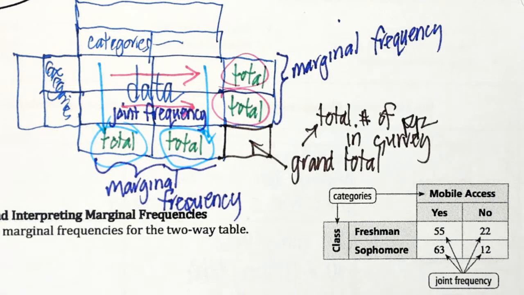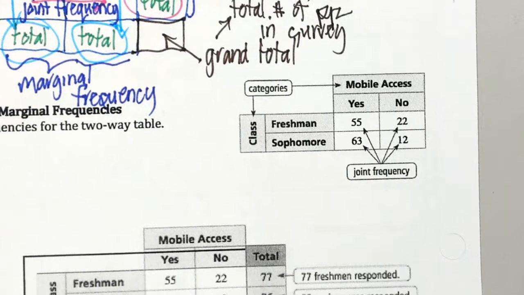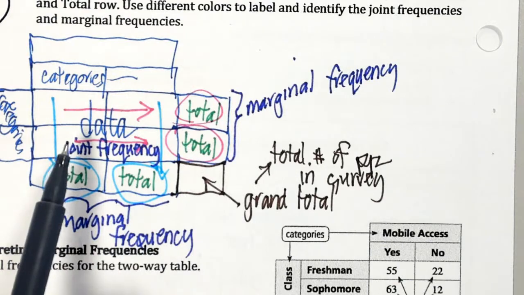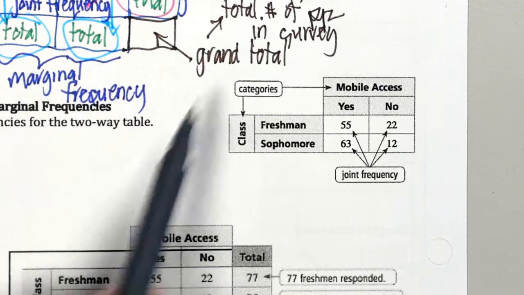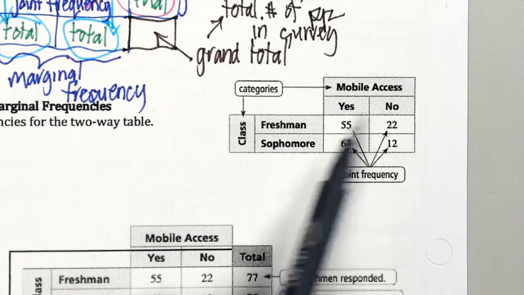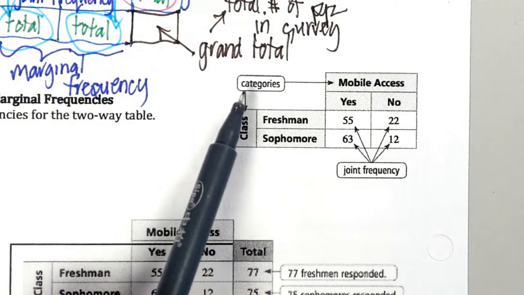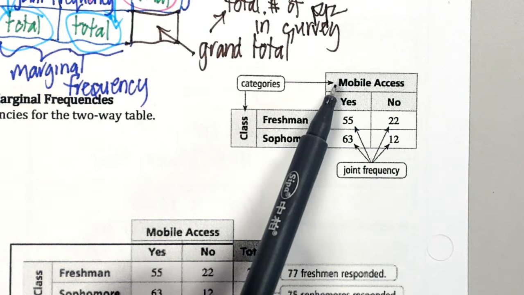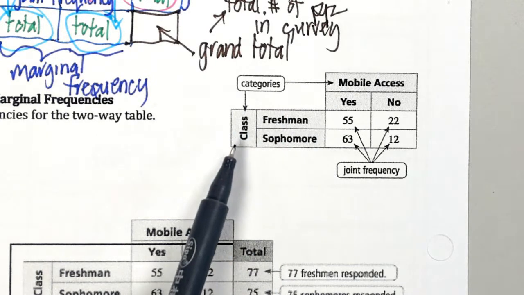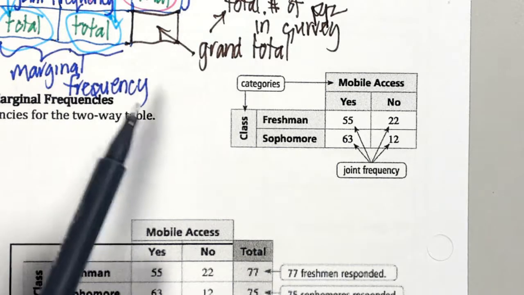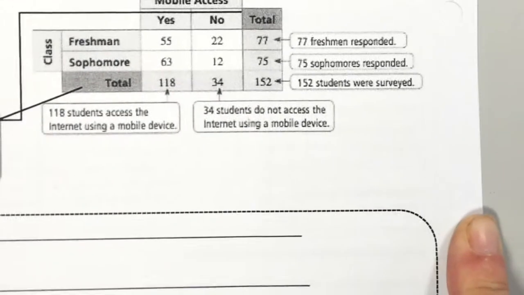All right, so now if you look down here, here's this same example, right? But now we've drawn our own, so it's given us an opportunity to draw it, see the way it looks, and now we're just going to review this. So again, data points are my joint frequencies. My categories in this case were mobile access and class. And the only thing that's missing is our marginal frequencies. We'll take a look right here.